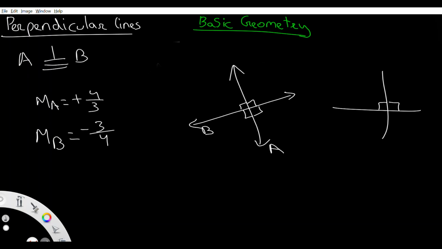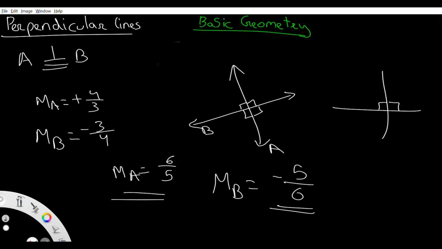So let's look at one more example. If the slope of A is 6/5, what do you think would be the slope of B? The slope of B would be, flip the fraction, 5/6, and a negative 5/6. So that's perpendicular lines. They intersect at right angles and their slopes are the negative reciprocals of each other. Parallel lines are lines that never meet or never intersect, and they have the same slope.